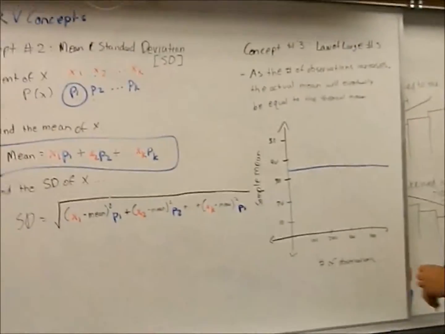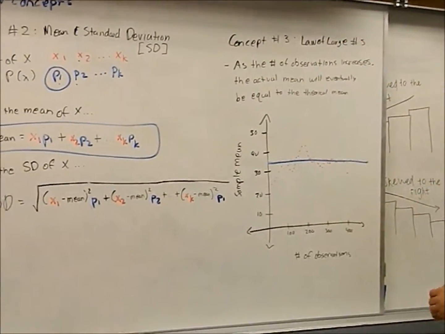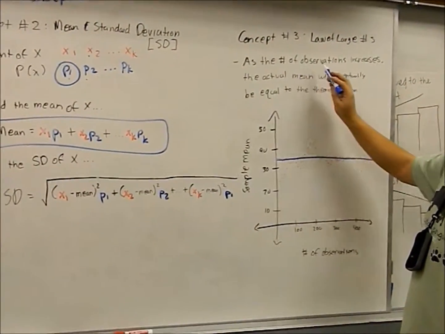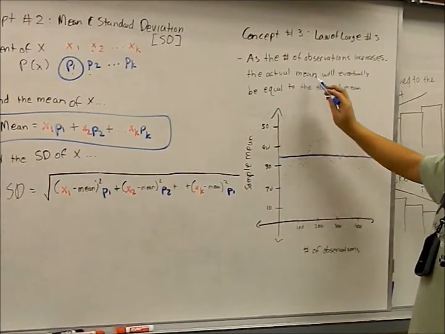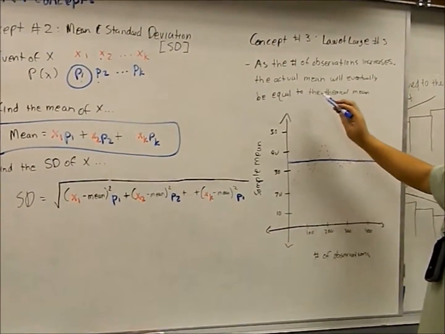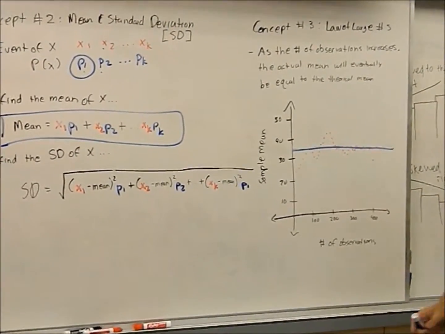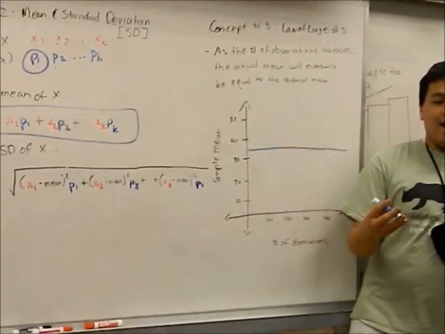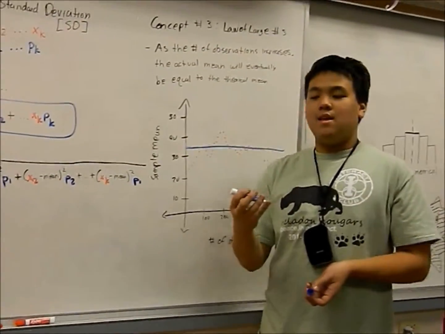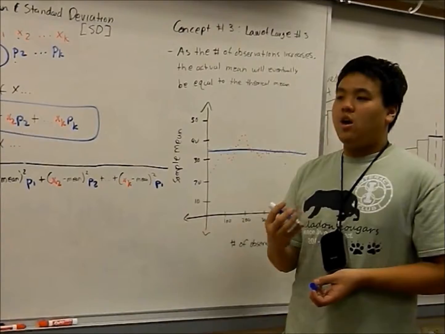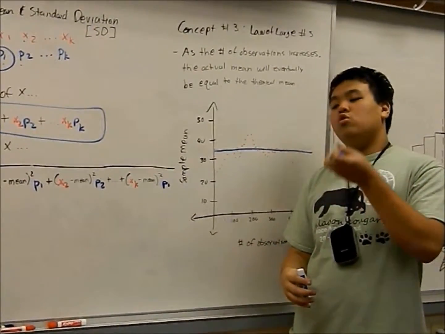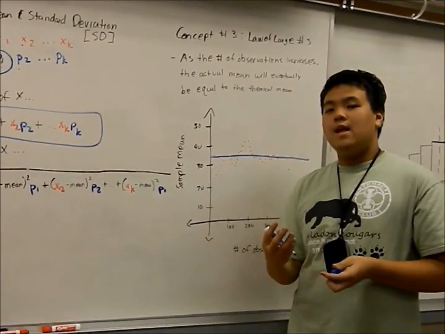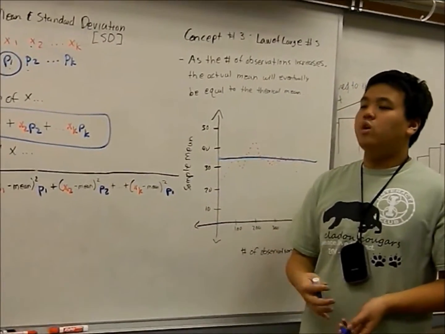The last concept I want to talk about is the law of large numbers, which basically says that as the number of observations increases, the actual mean will eventually be equal to the theoretical mean. So let's say you spend $4 on gas, and you calculate how many days you use the gas and find the average cost. Well, if you spend 2 days and you use it up, then the cost of driving your car is $20 a day.